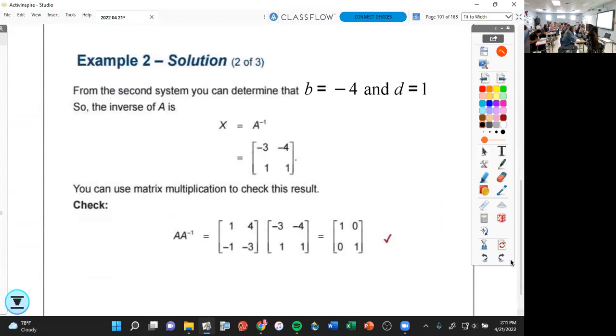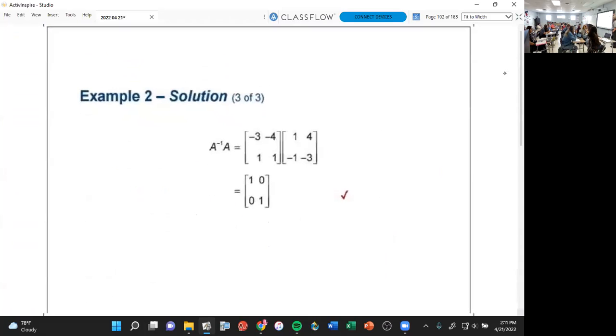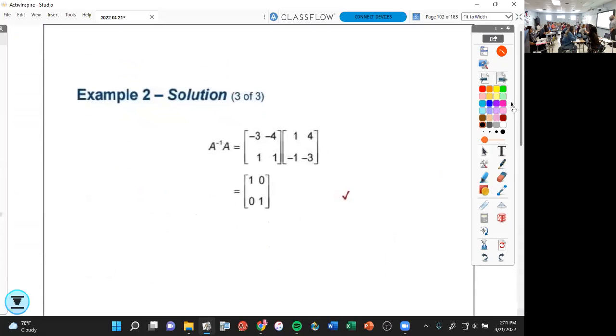Now that we've got what we claim X is, what would our next logical job be? Check your answer. Take A times X and then X times A and make sure you get the identity both times. Okay. They tested that one. It works. They tested the second one. It works.